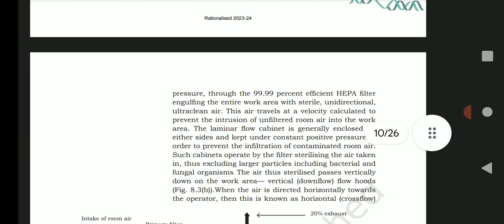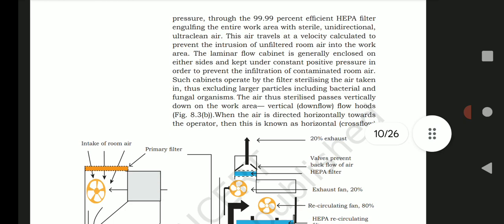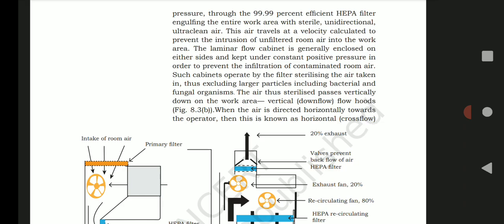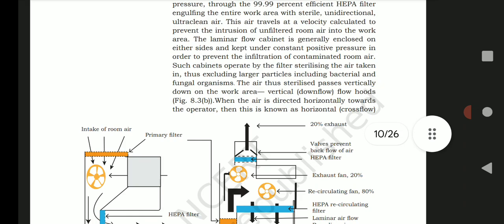That is, we can see it is fitted with the HEPA filter. Already I told you, 99.9% of the air entering the laminar flow is filtered by this high efficiency particulate air filter, which cleans the air traveling at a velocity that can be calculated and prevents the intrusion of unfiltered air prevailing in the work area. The primary filter is present at the top of the laminar flow hood. Then further, the HEPA filter is responsible for filtration.